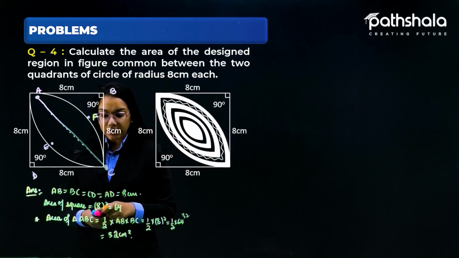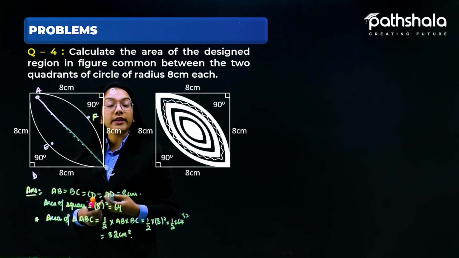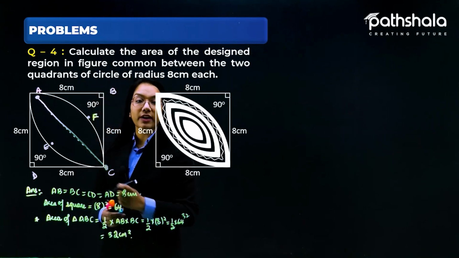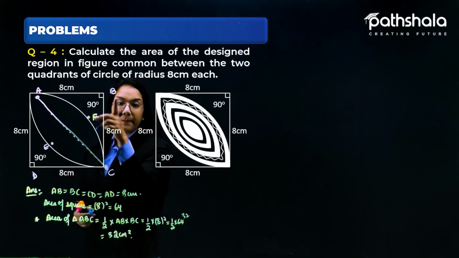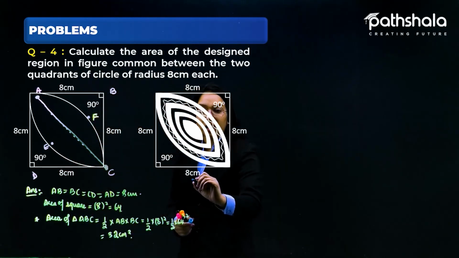Now let's calculate the area of the quadrant we have, which is AECB. Now let's calculate the area of the quadrant.